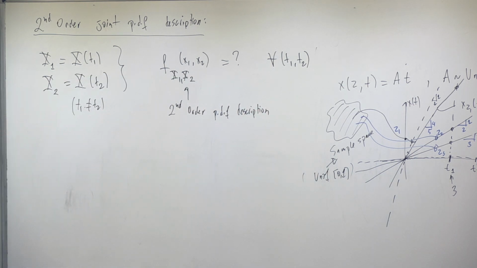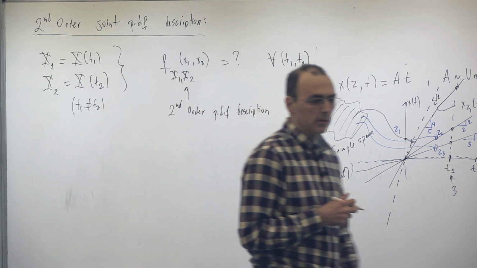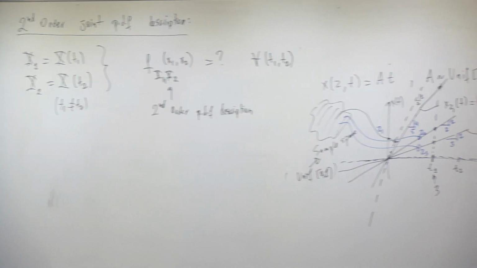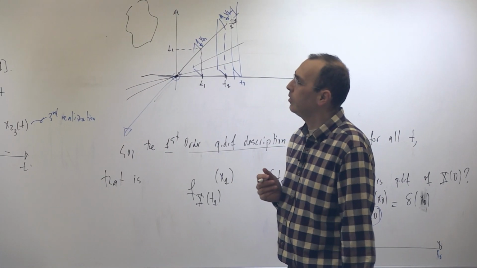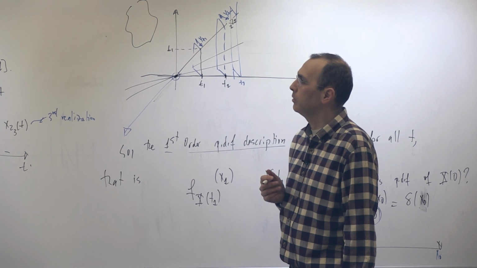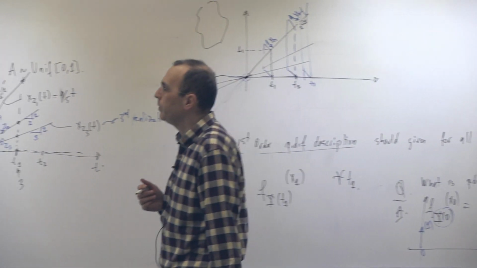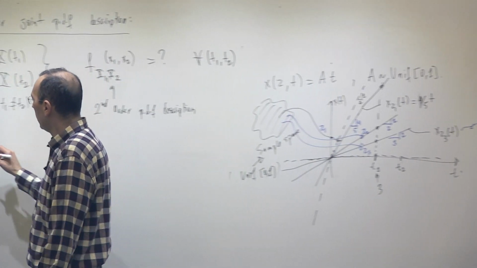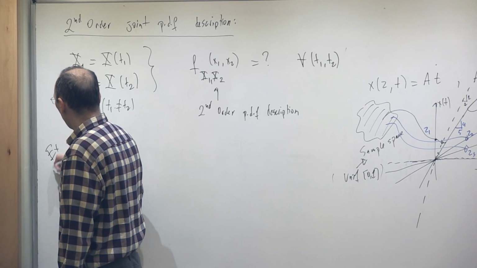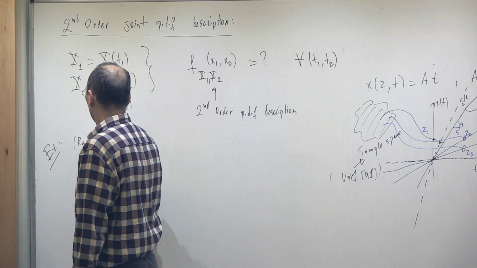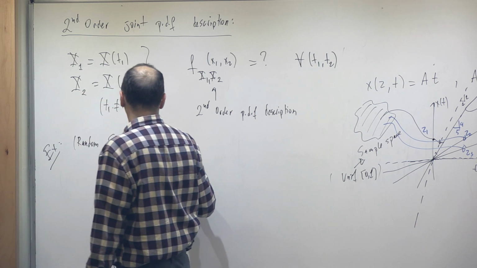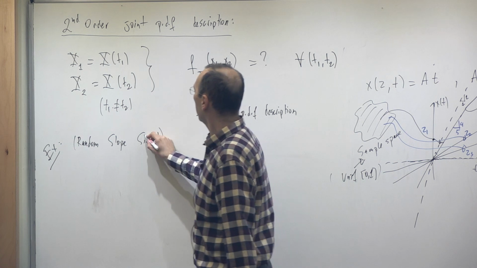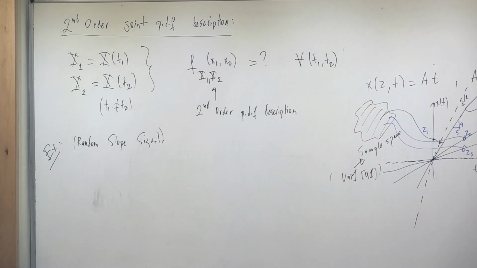And later on we will describe, for example, the Poisson process and some other processes also using this kind of modeling. This is very general, as you see. We can do lots of things with this kind of model. So the second order p.d.f description is this. Now the issue is, let's go back. Again, study this random slope signal. So how can I find this for the random slope signal?